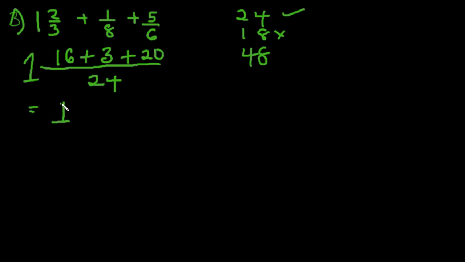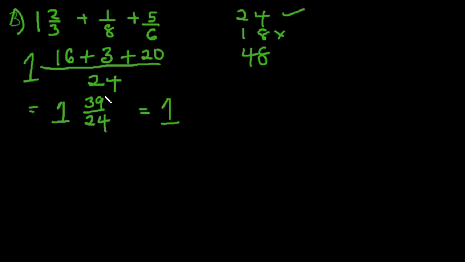We have one whole number. 16 plus 3 is 19. 19 plus 20 is 39. 39 over 24. But this is an improper fraction. Never leave your answer as an improper fraction. So we have one whole number.